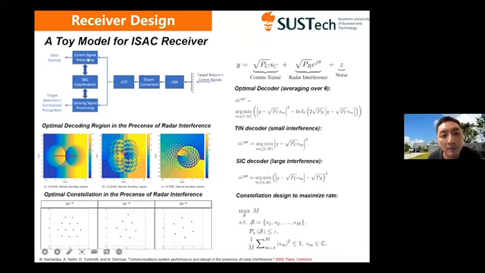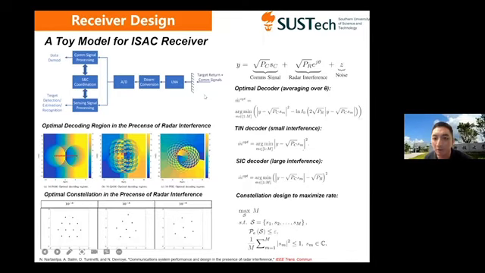Then in the baseband processing, we have communication signal processing and we have sensing signal processing. And of course, they will interfere with each other. So there should be some coordination block within these baseband processors. In communication signal processing, we need to do data demodulation. For sensing signal processing, we do target detection, estimation, and recognition. Okay. So this is a toy model actually proposed by this paper.